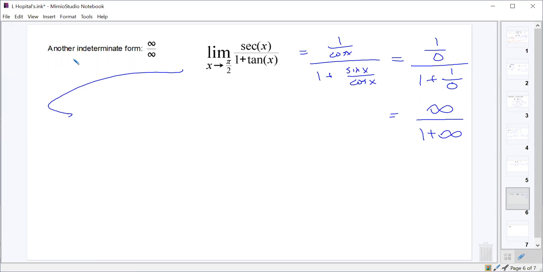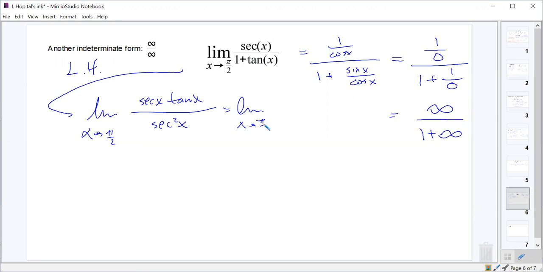And so we will use L'Hopital's rule to rewrite this as the limit as x approaches pi over 2 of, what's the derivative of secant x? Secant x tan x. And the derivative of 1 is 0, so that goes away. And the derivative of tangent ought to be secant squared. Yeah? Which I think we would probably all agree that it would be nice to rewrite this as just tangent x over secant x. Might as well simplify it, right?